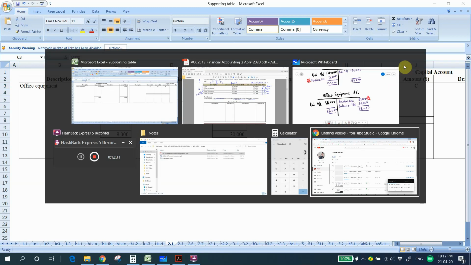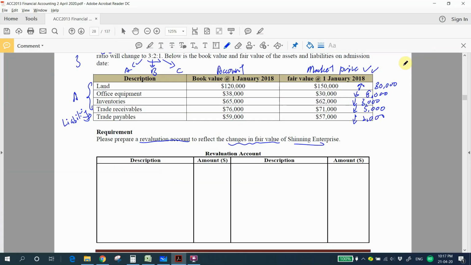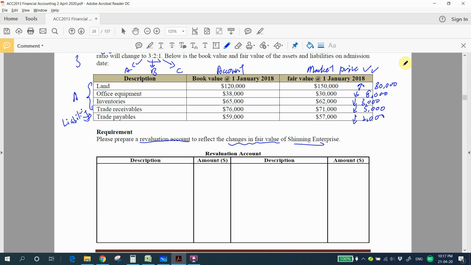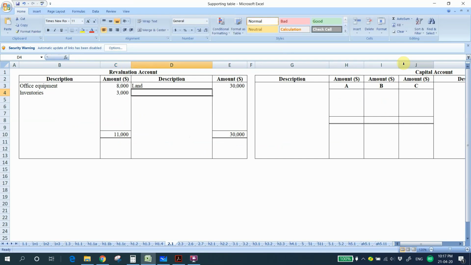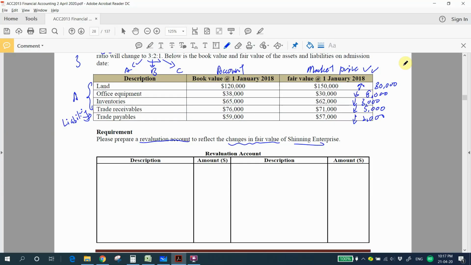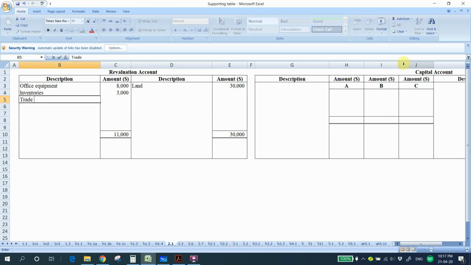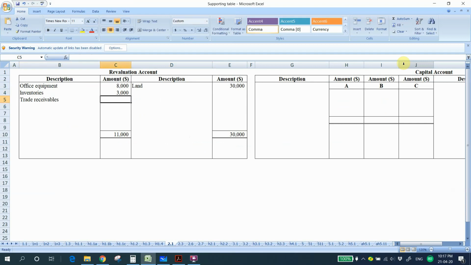Next, the next one is inventory from 65,000 to 62, decreased by 3,000. So this will be very similar to your office equipment. So inventory decreased by 3,000. Next, trade receivables. Trade receivables from 76 to 71, decreased by 5,000. So the treatment will be similar to your inventory, because a decrease in the asset value we record on the debit side of your revaluation account, 5,000.